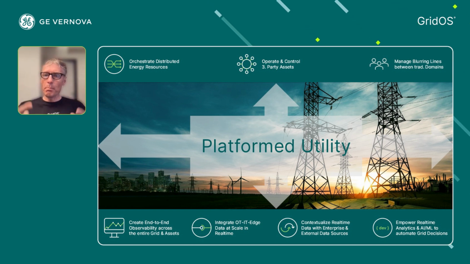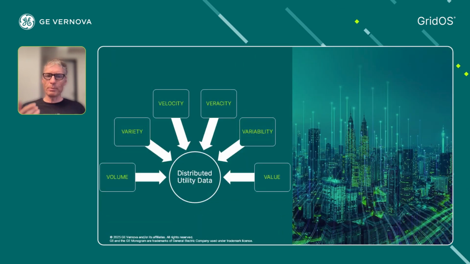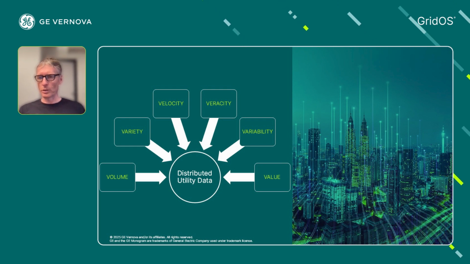And when we are implementing this kind of a platform utility, then the backbone for the platform utility is indeed, as you said, Paul, the data. The data, distributed data, and that is one of the core components here. So when we talk now about distributed energy data, then we also have to talk about the 6 V's of big energy data or distributed utility data. Have you heard about the 6 V's, Paul?